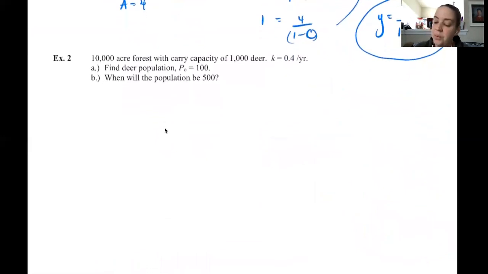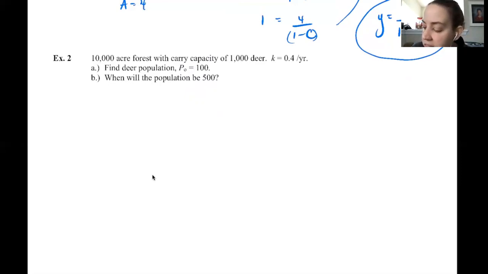Example 2, and I hate the way this is worded. I keep meaning to change this every year, and I never quite do. A 10,000 acre forest with a carrying capacity of 1,000 deer. k is equal to 0.4 per year. Find the deer population when P sub 0 equals 100. So basically find the deer population in terms of t with respect to time. So at any time. That's the piece that's missing there.